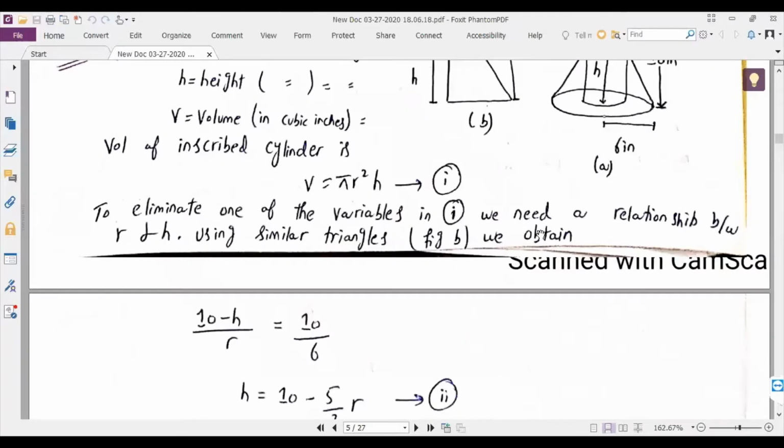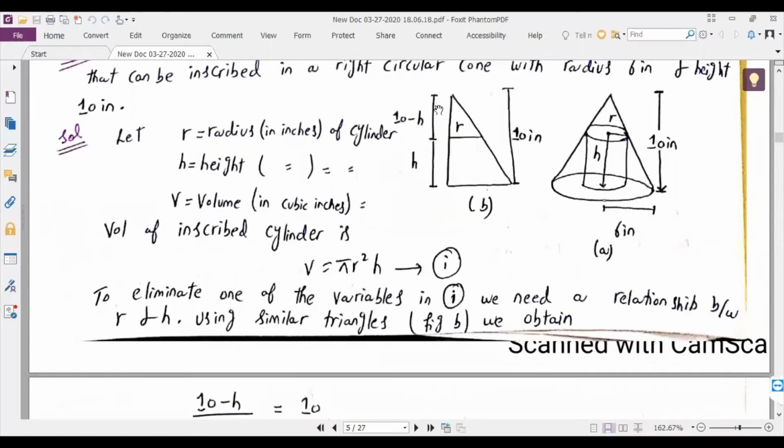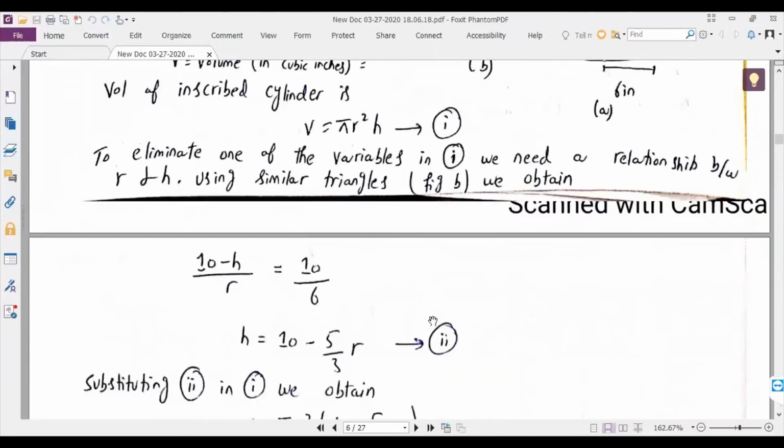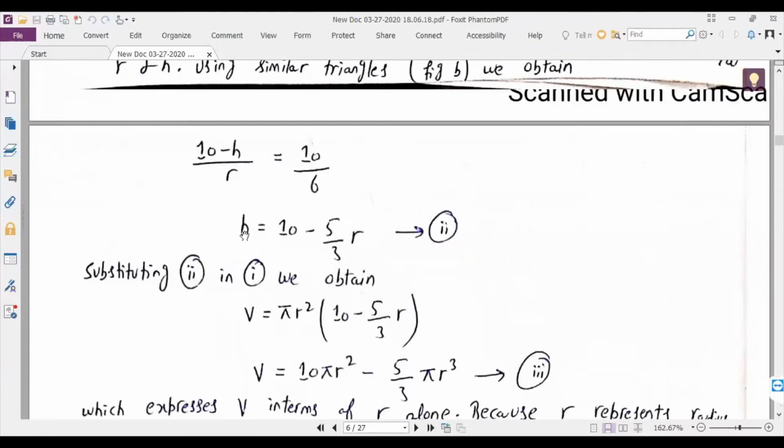Now the height by radius of the smaller triangle is obviously equal to the height by radius of the bigger triangle, that is 10 by 6. So writing H in terms of R and substituting the value of H in equation 1, we get V equals pi R square times 10 minus pi by 3 R. Here V is a function of one variable R.